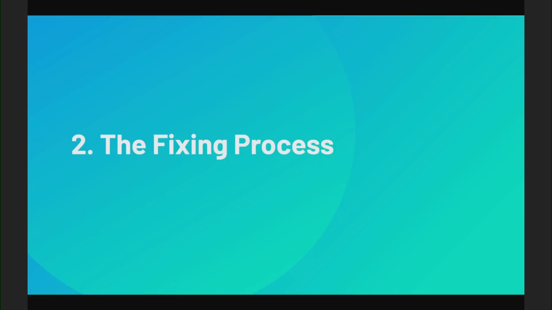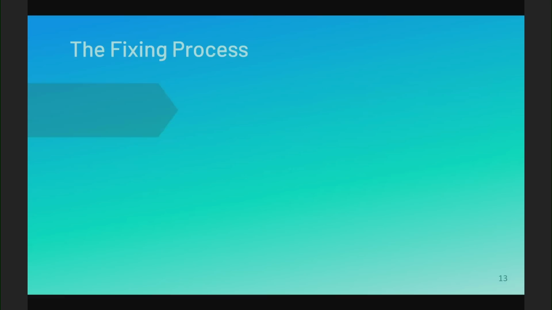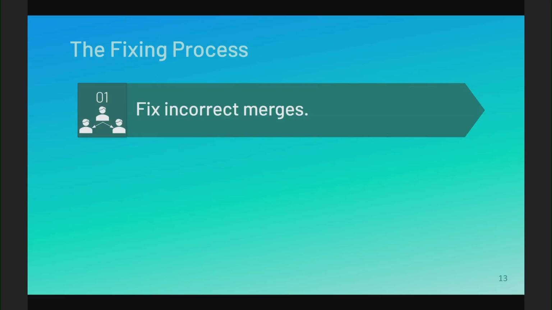So thank you. Let's look at a very simple fixing process that I would consider to be a best practice. After correctly diagnosing the problem, so you know what you're dealing with, you know what went wrong, here's what I found is the best way to fix it. The first thing you want to do is look for bad merges in the changelog and then fix them if there are any. The reason that's so important is I've discovered through challenging experiences that if you wait till later in the process to undo the bad merges, it mangles things even worse.